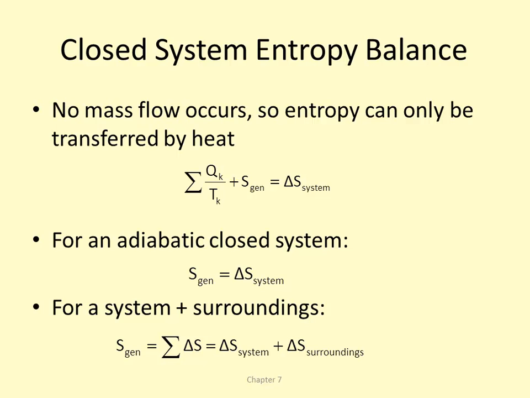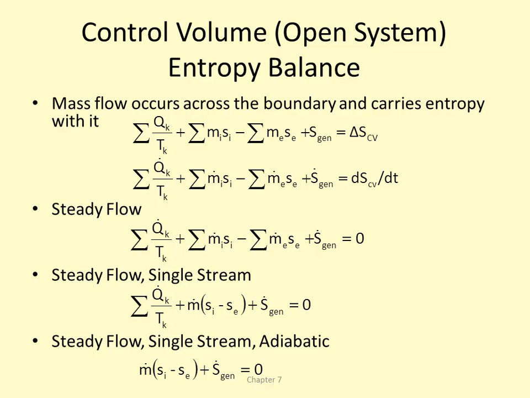For system plus its surroundings, you just find the individual change in entropy of the system plus the entropy change of the surroundings. For an open system, now we have entropy transfer due to heat and mass flow, so you have to consider all of these terms. For steady flow, then we set the dS/dt equal to 0. If it's single stream, then we just have a single m dot, and if it's adiabatic also, then it further simplifies to this.